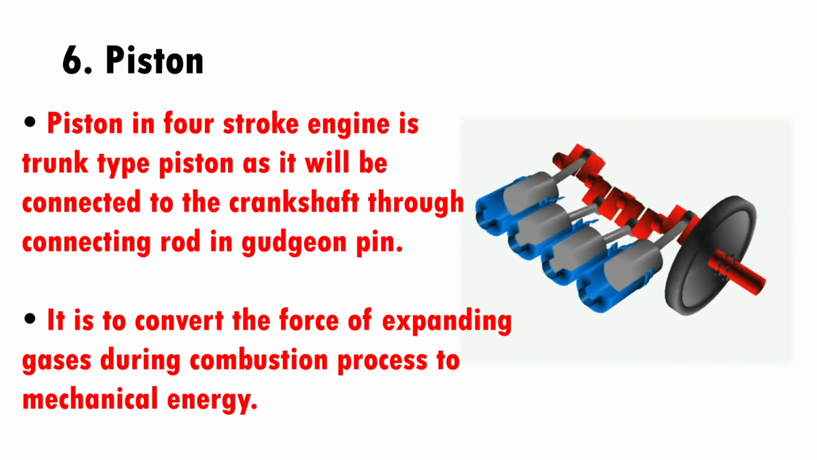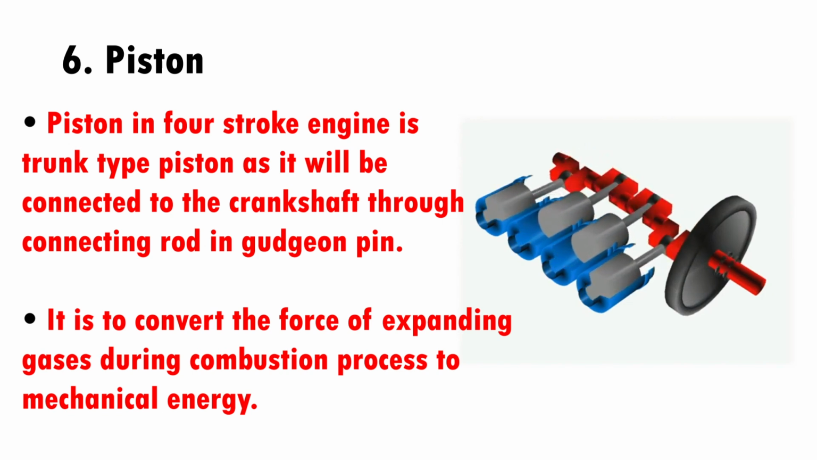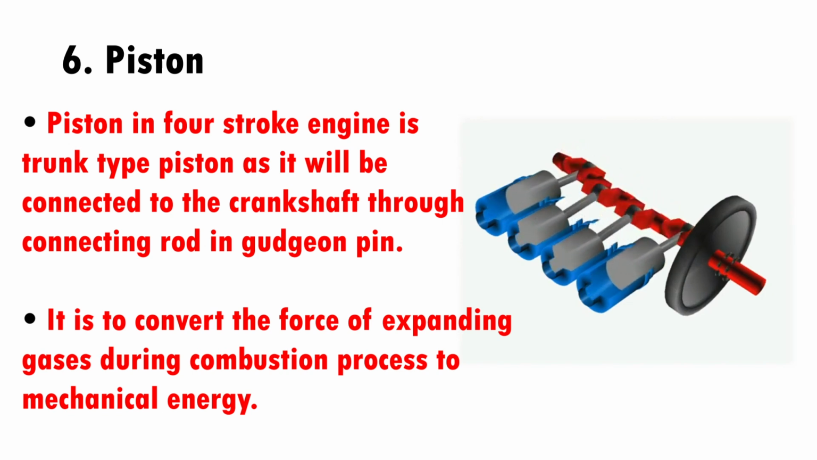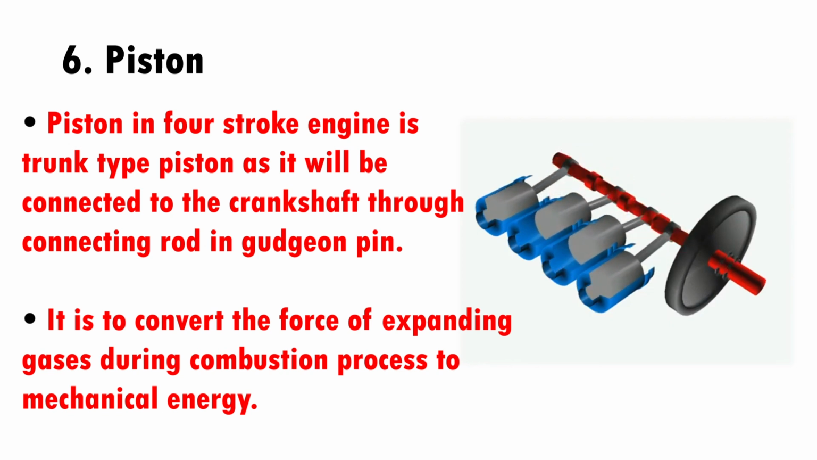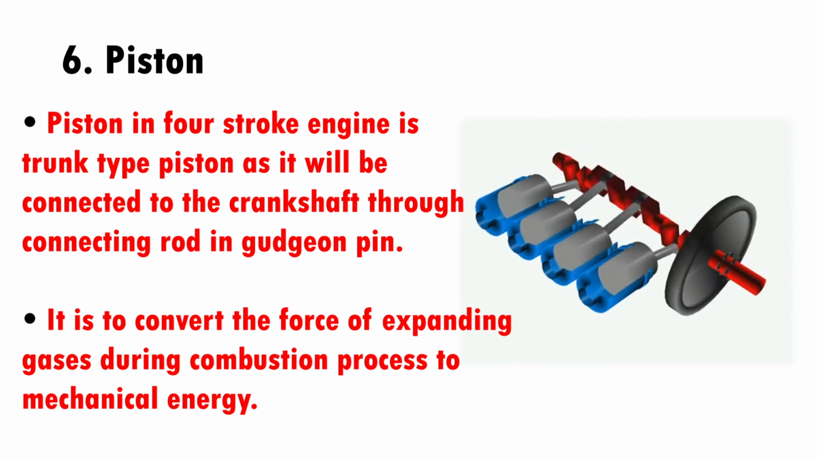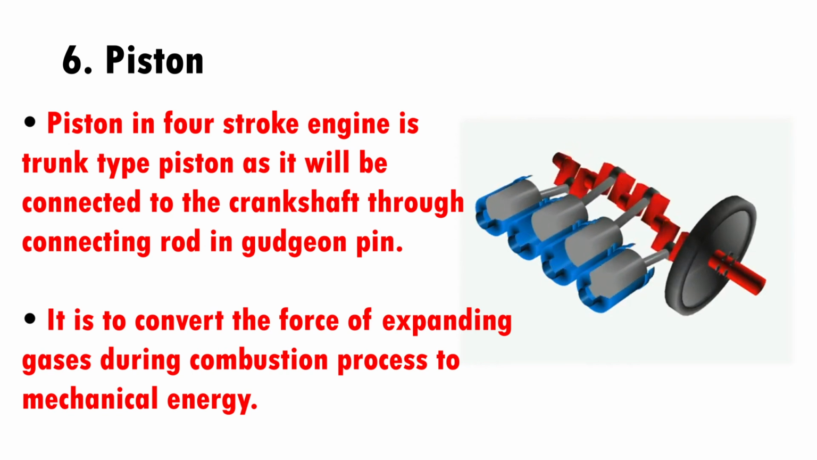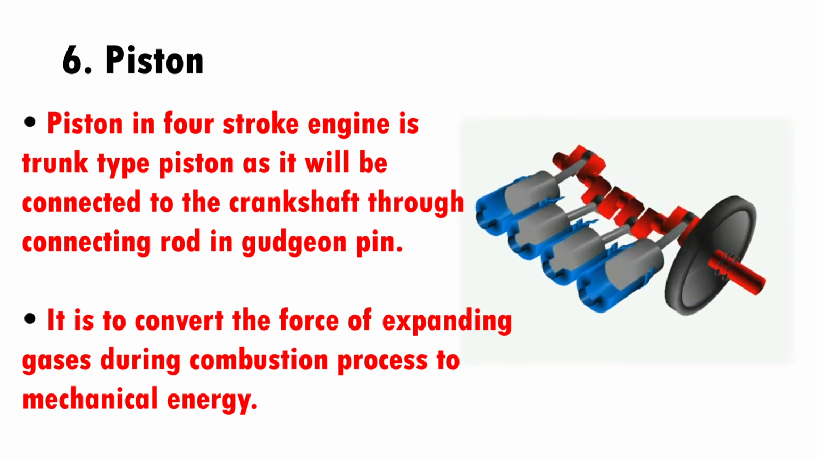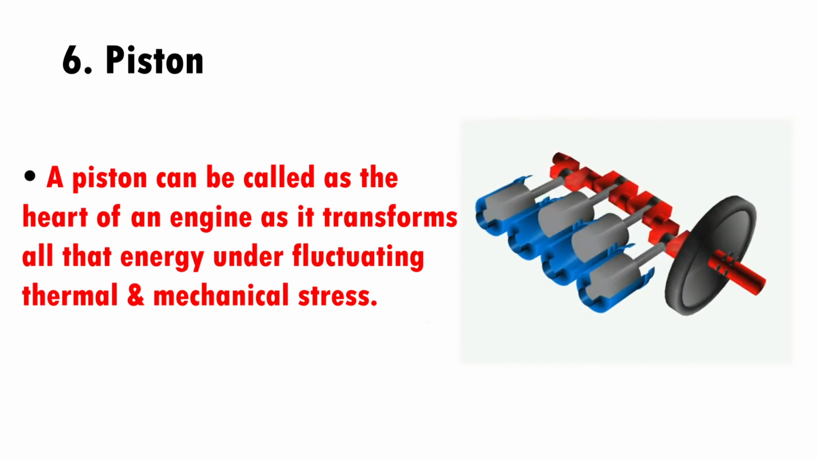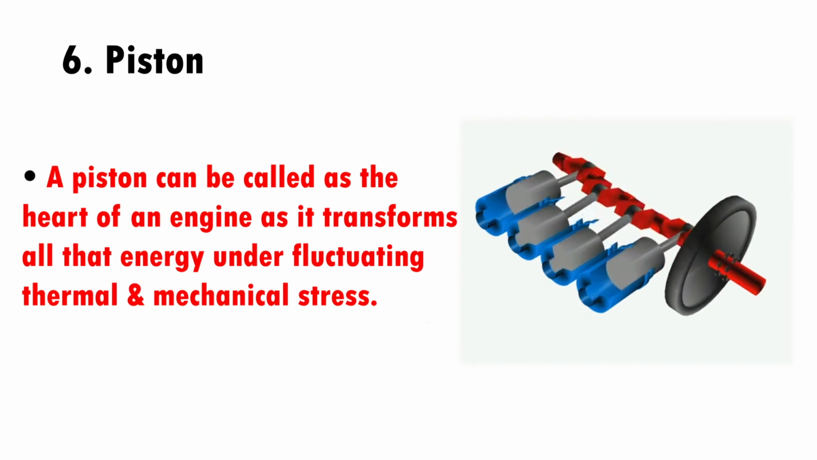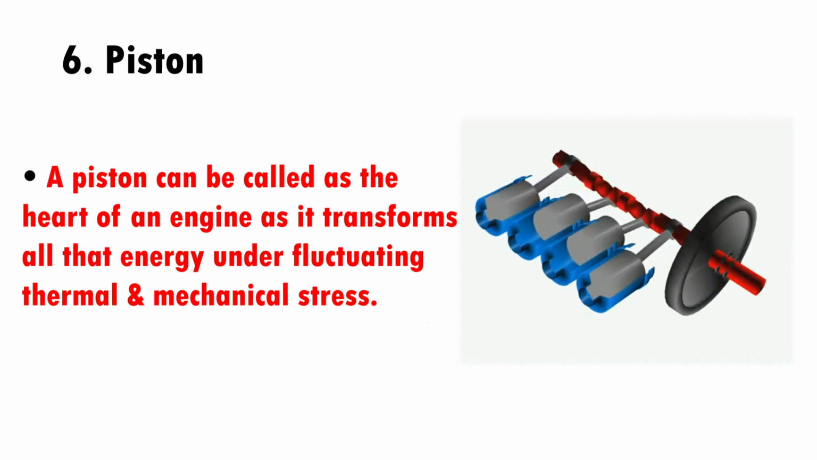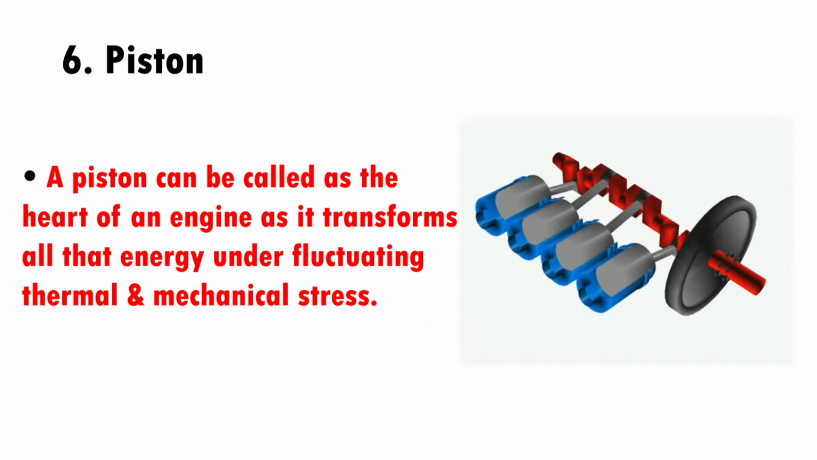Piston. Piston in a 4-stroke engine is a trunk-type piston as it will be connected to the crankshaft through a connecting rod. Its function is to convert the force of expanding gases during the combustion process to mechanical energy. A piston can be called the heart of an engine, as it transforms all that energy under fluctuating thermal and mechanical stress.